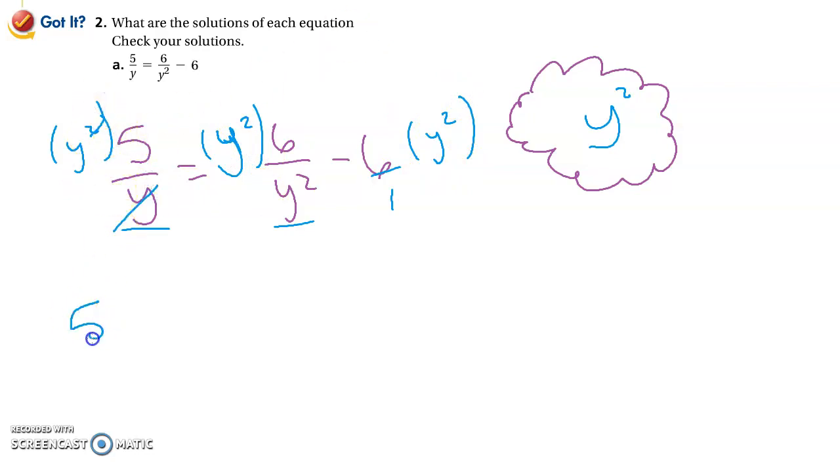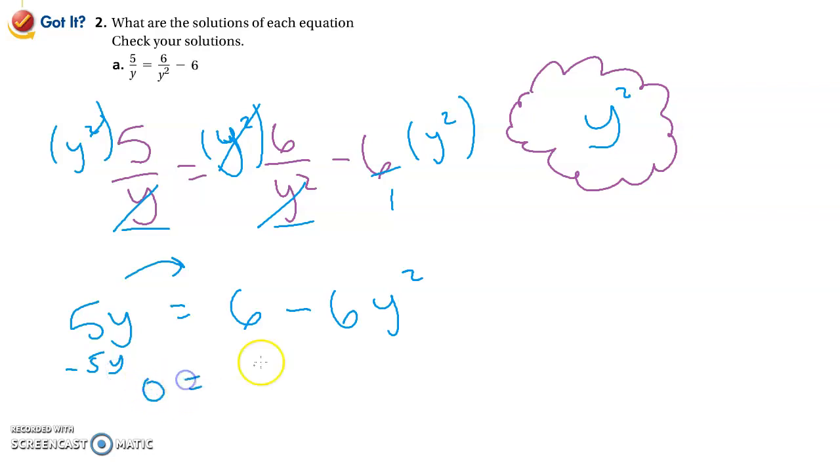This becomes 5y after we multiply. This cross cancels here, and I end up with a 6. And this doesn't have anything to really cross cancel, so I end up with 6y squared. Fun? Fun. Now remember, we have to move this over to the other side, so we're going to subtract 5y. I'm going to get 0 is equal to negative 6y squared minus 5y plus 6.